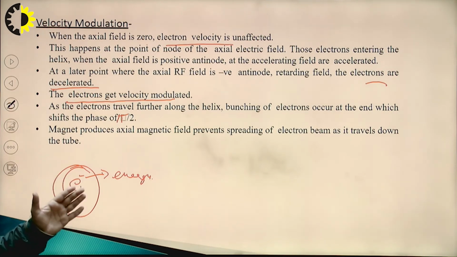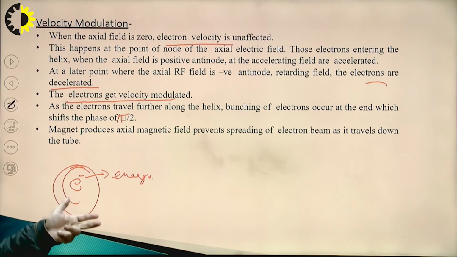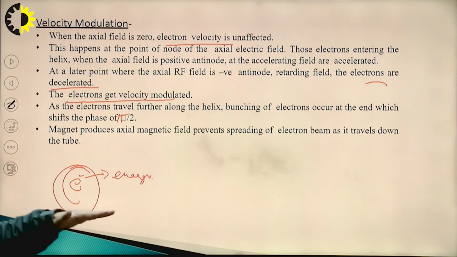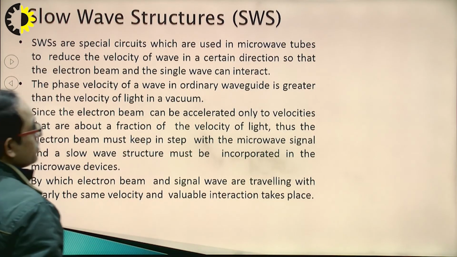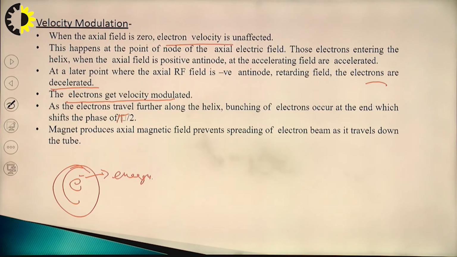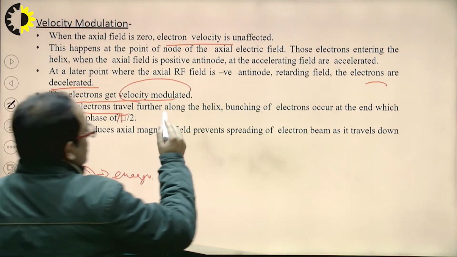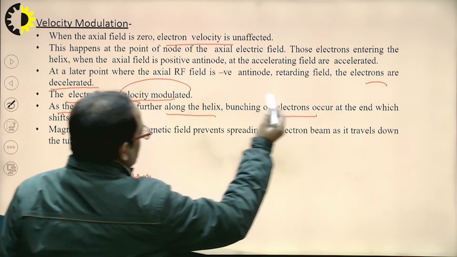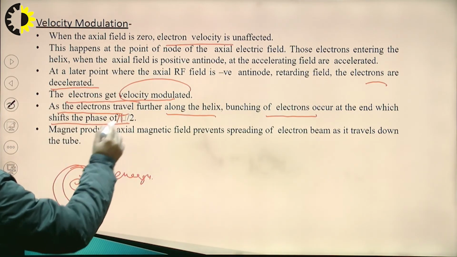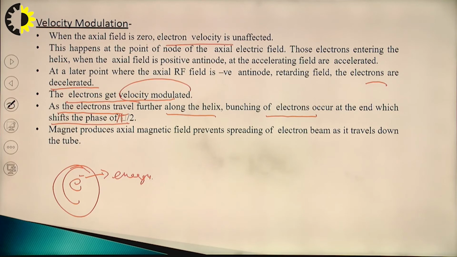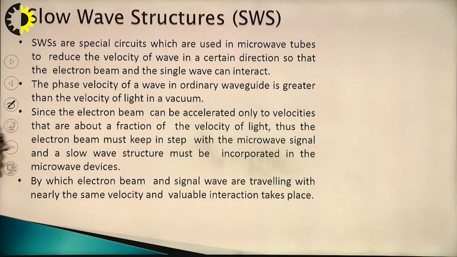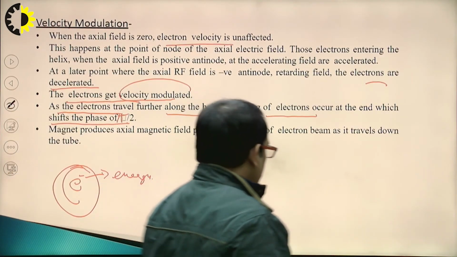Because of the variation over the positive half cycle, electrons get accelerated. In reference, electron velocity will remain unaffected, and when the field is positive, the electron becomes accelerated. So the velocity modulation takes place, and as the wave travels further along the helix, the bunching occurs at a phase shift of pi by 2. Clear?